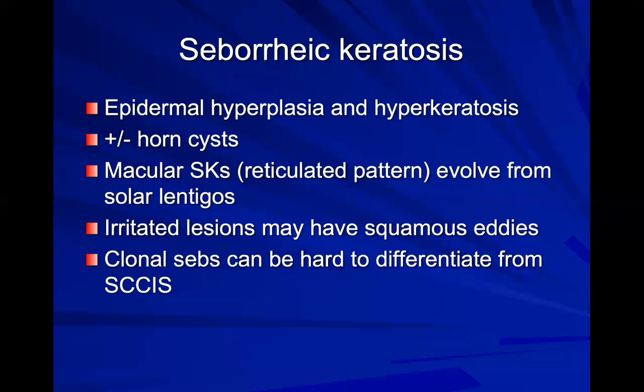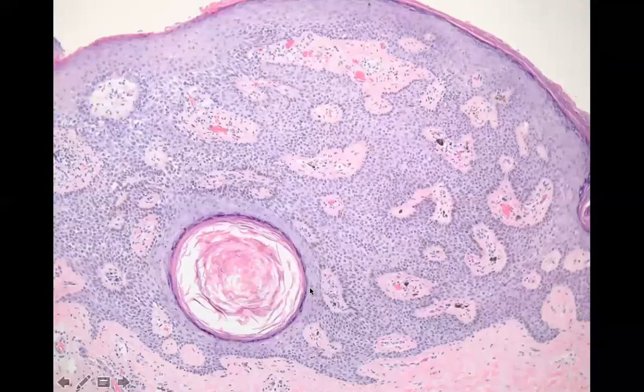I'm not going to belabor seborrheic keratosis, but again, it's acanthosis of the epidermis. You might see some horn cysts. Macular seborrheic keratoses, they evolve from solar lentigos. So first you have your little dirty socks, and then as those little sock feet grow longer and reticulate, you become a macular seb. So remember, they live on a continuum. If they get very irritated, you can have squamous eddies, and then you can have clonal seborrheic keratoses, which sometimes can be hard to distinguish from squamous cell carcinoma in situ.